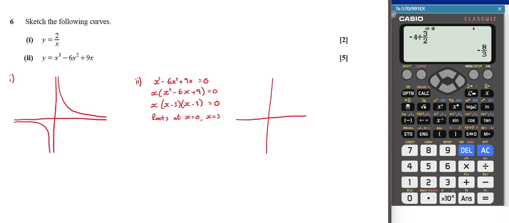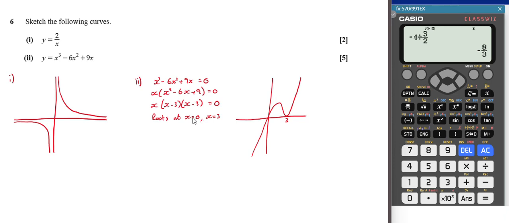So it's going to go through 0, 0, and then it's going to bounce back up off 3, 0. So it's going to look something like that. And I'm just going to mark off that that goes through 3 there. There is no y-intercept because there's no plus on the end, and we know one of the roots is 0, so it has to go through 0, 0.